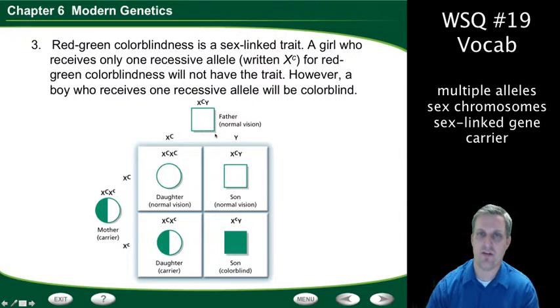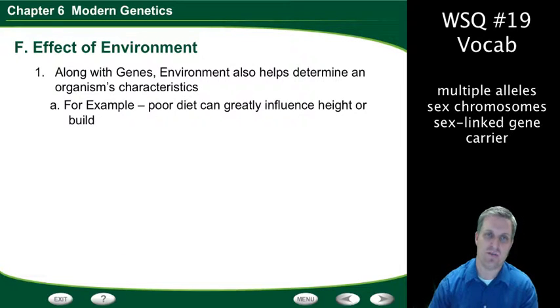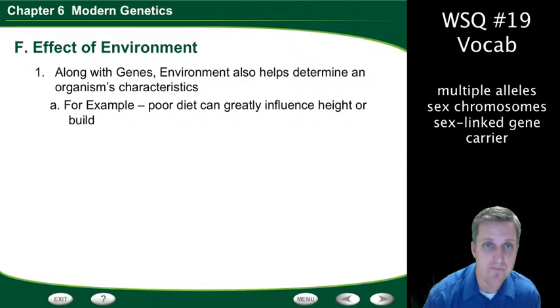Remember, red-green color blindness is a sex-linked trait. So a girl who only receives one recessive allele for red-green color blindness will not have the trait, but a boy who receives one recessive allele will be colorblind. So that's why it is more common to see males with this particular problem.